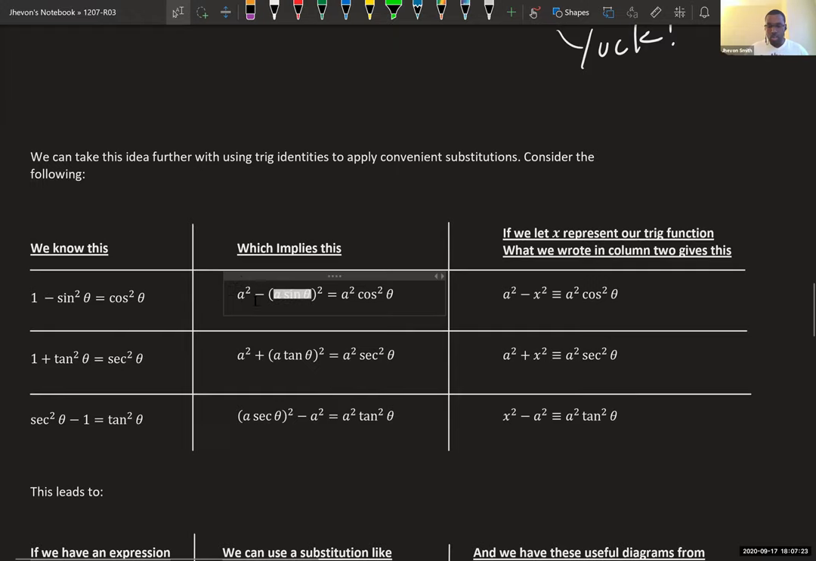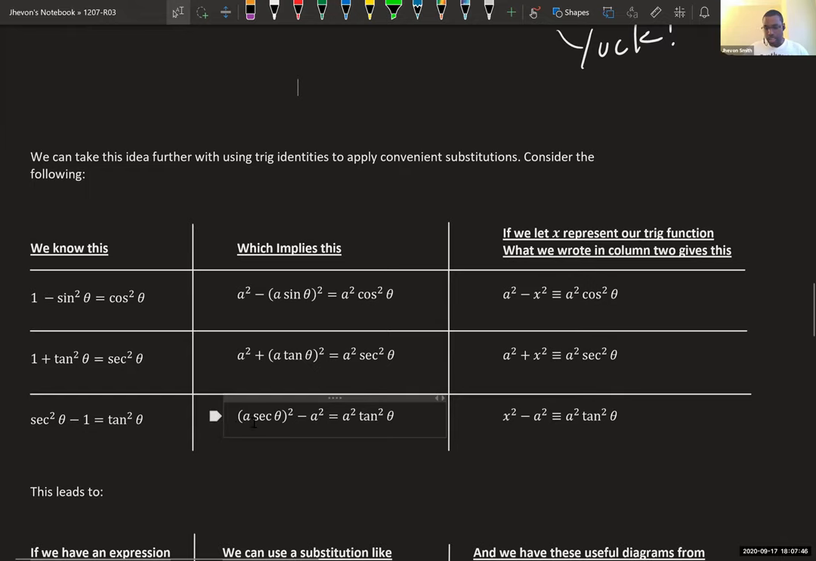And I would be able to simplify those two terms into one term, something similar to a cosine function. If I have two terms that look like a constant squared plus some variable squared, I can think of that variable as a tangent function. That will allow me to collapse that sum of terms into something that looks like a secant function.